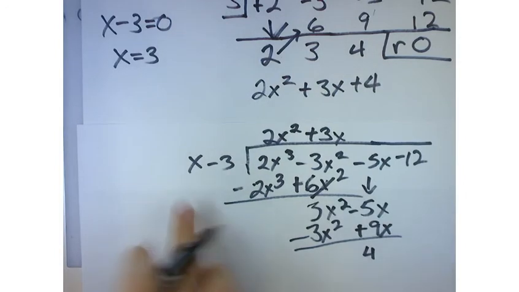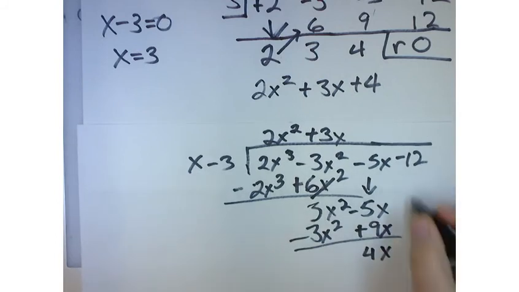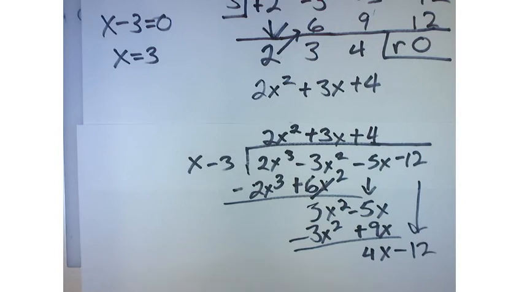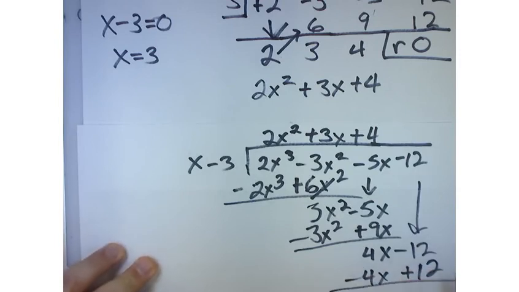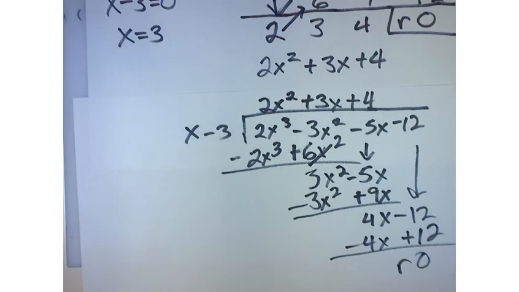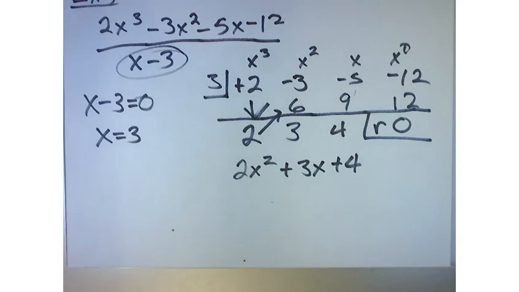Now what do I multiply this by to get a positive 4x? Well, I've got to drop this down first. I multiply it by positive 4. When I multiply it through, I get 4x minus 12. When I change the sign, everything cancels. I have a remainder of 0. Okay? So synthetic division isn't any different than the long division. It's just faster and quicker because we don't write everything down. Does that make sense? Okay, good.